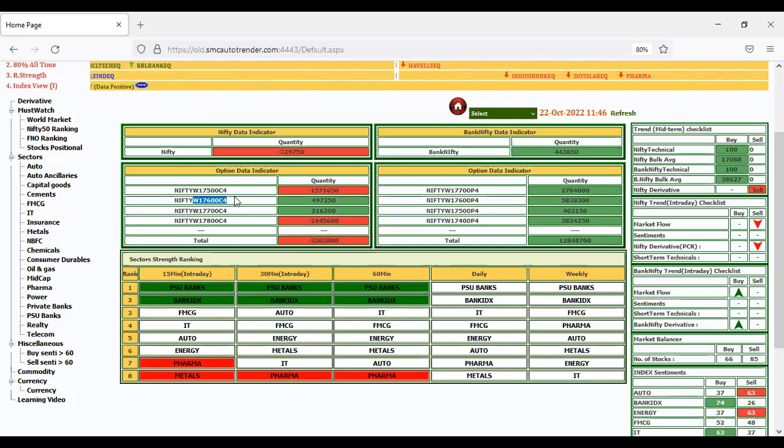And what we see on the other side is how the put is behaving. In all the 4 puts which we are currently seeing, which is 17,400 to 17,700, we have seen that there is money flow coming into puts. So this is how one should look at it. If the call option has a negative value and the put option has a positive value, that means the market is bearish.